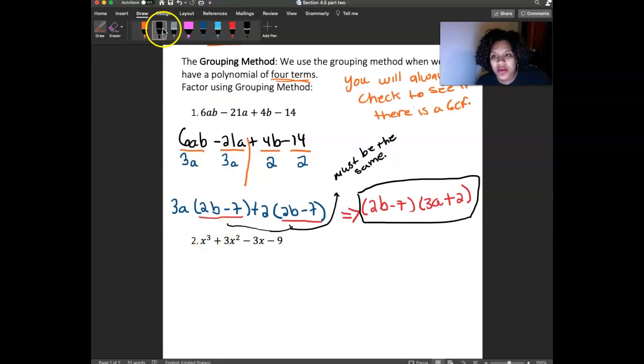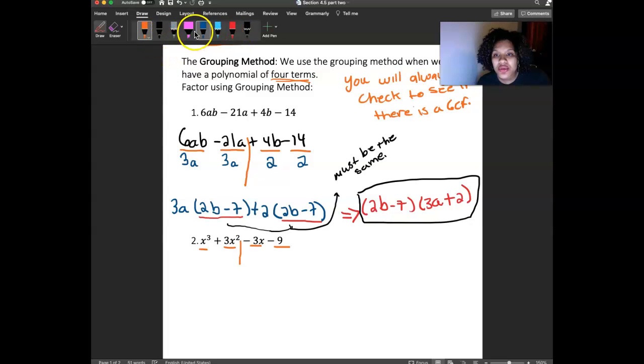Okay, so we're going to start the same way. We're going to go ahead and draw our line. Actually, we need to ask for a GCF. If you look closely, there's not a GCF between the 4 terms. So we're going to go ahead and draw our line in the middle.